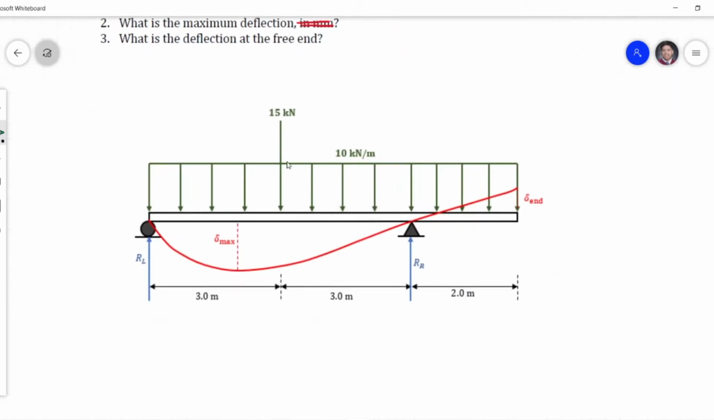So, meron tayong 15 kilonewton na load concentrated, then 10 kilonewton per meter na uniform load. And ito yung tentative natin na elastic curve, no. So ina-assume natin yung delta max natin or maximum deflection natin would be somewhere near the left support, no, bago siya mag 3 meters. So random assumption lang yan.